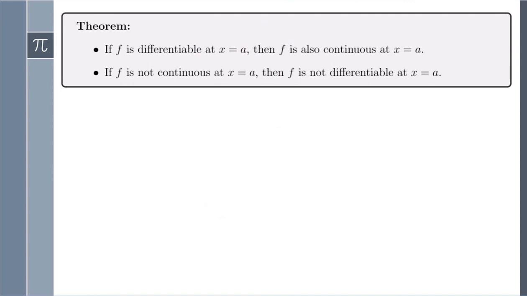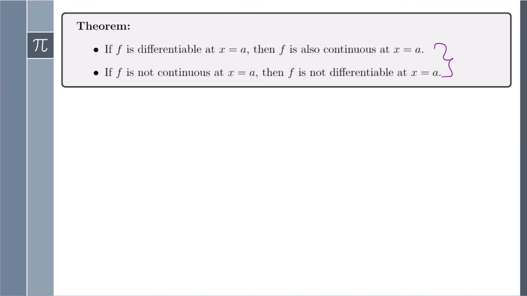Now there's a theorem which says if f is differentiable at x equals a, then f is also continuous at x equals a. Or if f is not continuous at x equals a, then f is not differentiable at x equals a. This just means continuity is a necessary condition for differentiability. So if a function is differentiable, then it must be continuous at the given value.